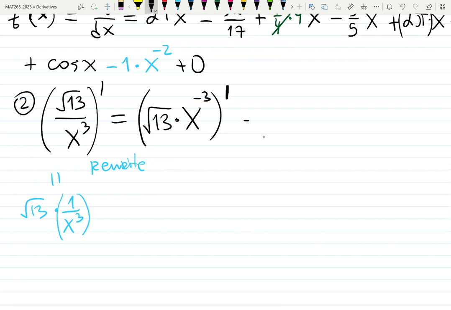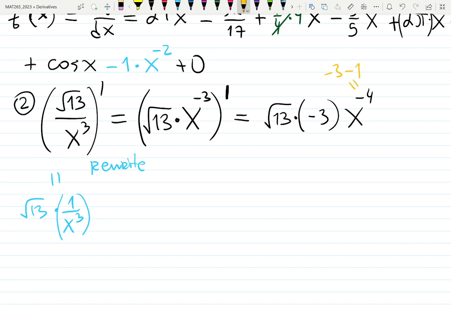Put prime, don't forget. Prime disappears when I actually differentiate. So now there will be no prime. Square root of 13 survives or disappears? Survives. It's a sticker. It's multiplied by the function. Minus 3 goes down, which means multiply by minus 3. X to the minus 4 or minus 2? Minus 4, because minus 3 minus 1.